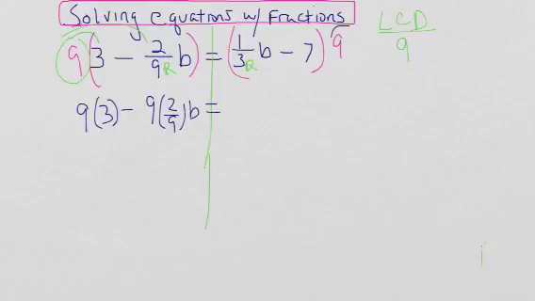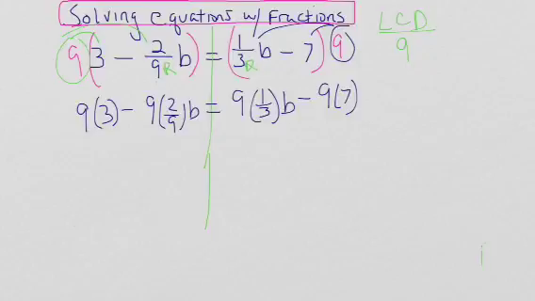And then likewise over here, I got to give everybody some love. So I got to multiply 9 by everything on the right-hand side. So I take 9 times 1/3 times b minus 9 times 7. So here I have 9 times 3 is 27.